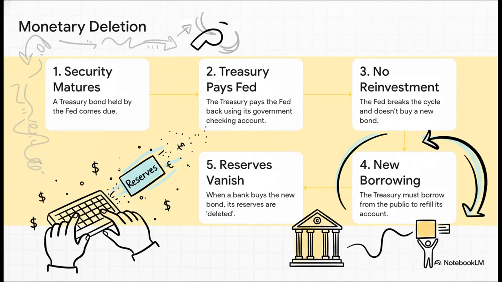So now the Treasury has to go borrow new money from the public, from a private bank. And this is the final step, the big one. When that private bank buys the new bond, it pays for it using those reserves it holds at the Fed. And with a few keyboard strokes, poof, those reserves are extinguished. They're just gone. That's it. The money is deleted from the system, and the overall money supply shrinks.